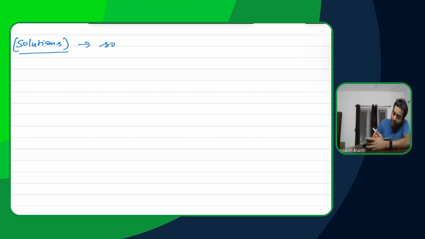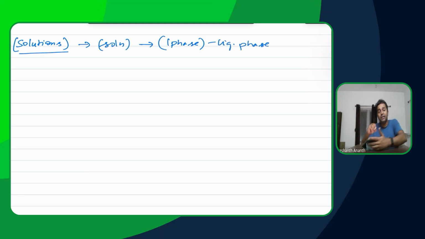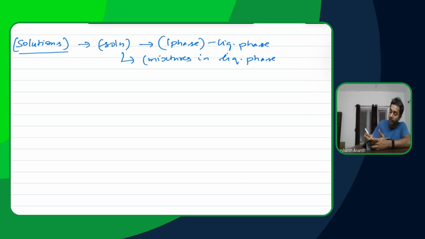When you're going to be considering a solution, it is going to be something where you're going to be having only one phase visible here, the liquid phase. And simultaneously, in this particular phase here, you're going to be having mixtures being possible. So mixtures in solution phase, in liquid phase, are basically what come out of the category of solutions predominantly.